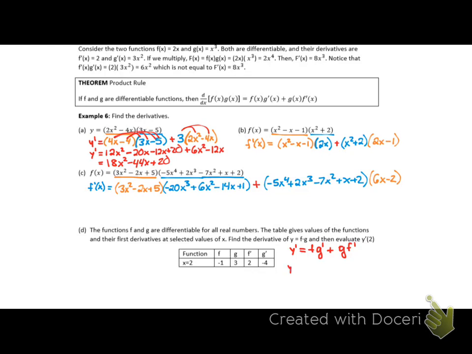So y prime of 2 is going to be f of 2 times g prime of 2 plus g of 2 times f prime of 2. Now we're just plugging in numbers, and those numbers are given in the table. F of 2, according to the table, is -1. So we have -1. G prime of 2 is -4. G of 2 is 3. And f of 2 is 2. So that's what we're multiplying. So we have 4 plus 6, which is 10. And that's it.